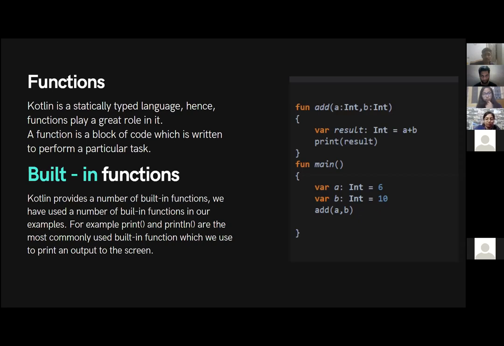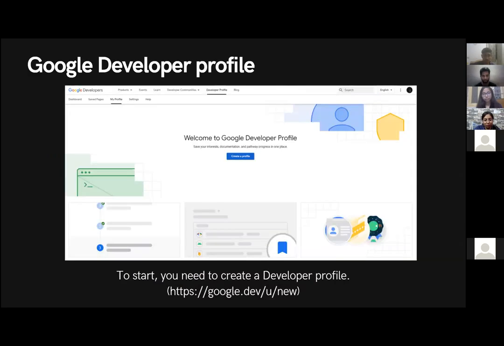And I'll be telling how to get certified as a Google certified professional if you want to pursue Android development. The first step is to create your Google developer profile. You can do this by going to this website or simply searching for Google developers and then creating a new profile of your own.